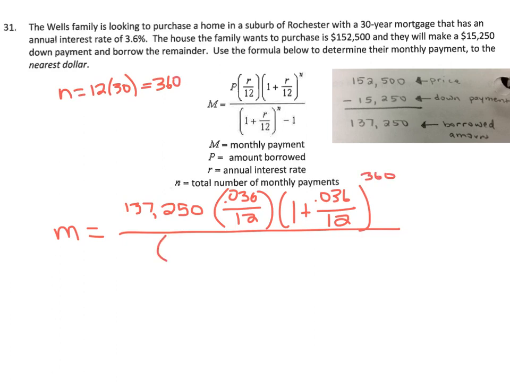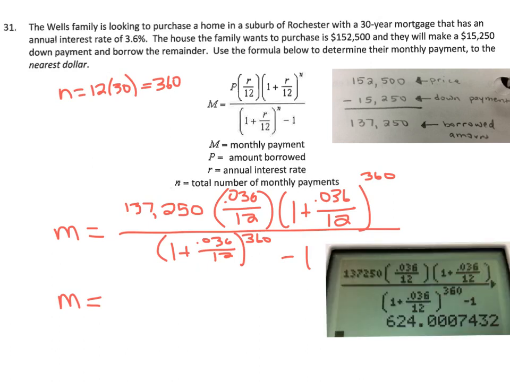Okay, so then we're going to have 1 plus 0.036 divided by 12 over 360, and then minus 1. Okay, so just plug everything in. Now from here, all you have to do is just plug everything in your calculator. I would use alpha y equals and plug in this expression as a whole. A lot of times when people try to do it in parts, that's where mistakes are made.